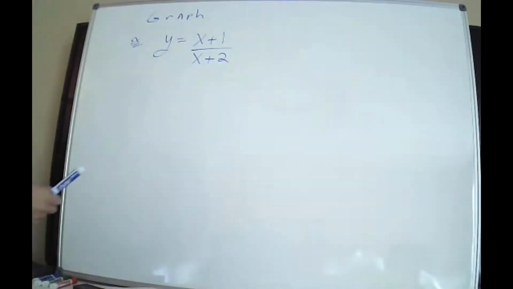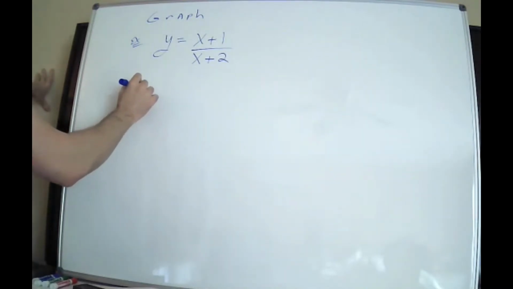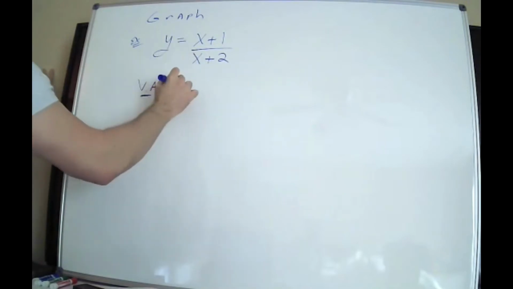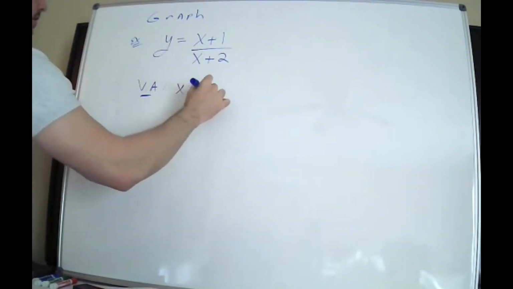We're going to graph. So this is called a rational function. So we're going to graph this. So first thing we need is the vertical asymptote. So I'm going to take the bottom and I'm going to set it equal to 0.